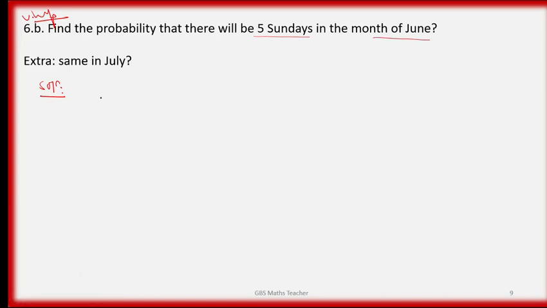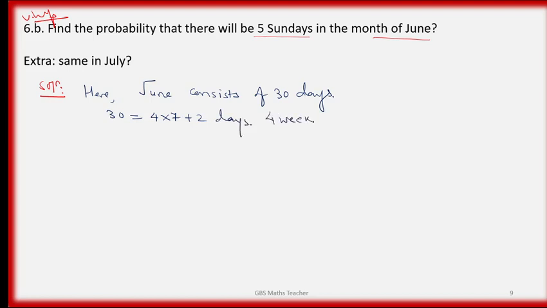Solution. Here, the month of June consists of 30 days. The days are fixed here. So 30 equals 4 times 7 plus 2 days, 4 weeks and 2 days more.